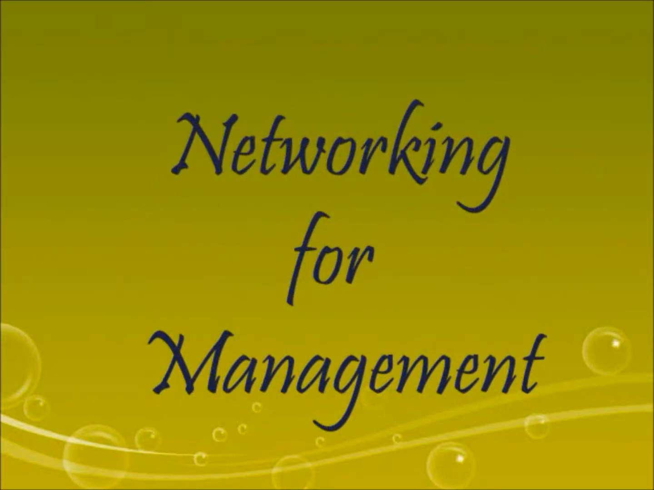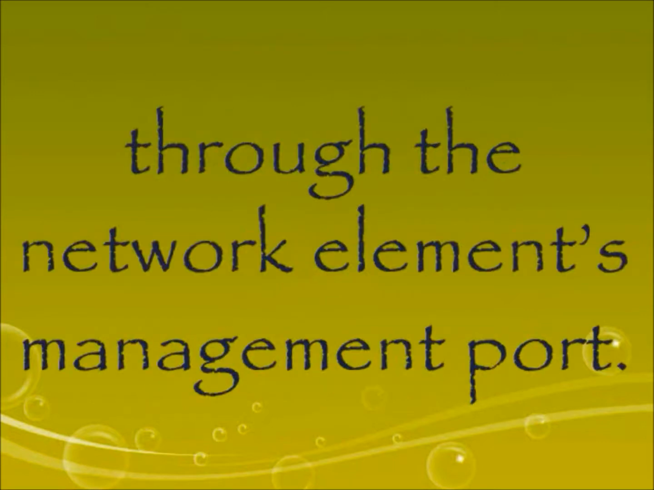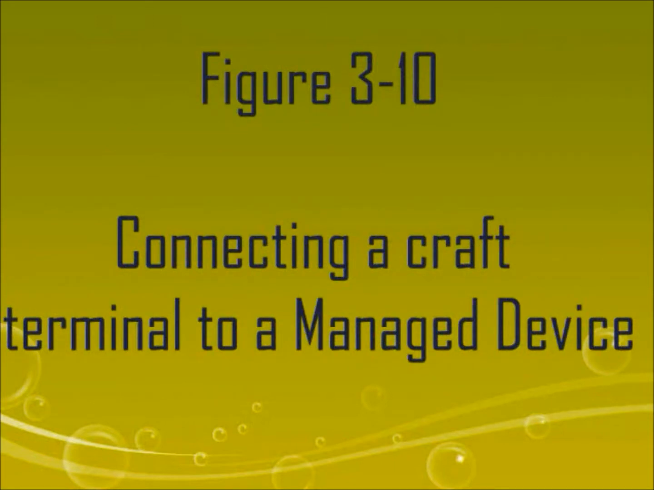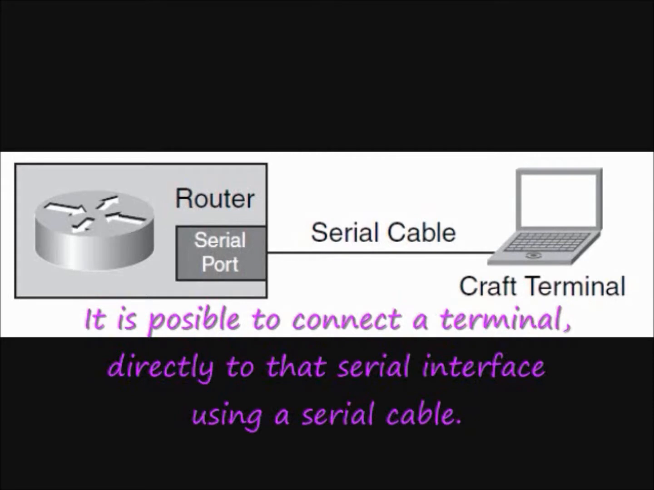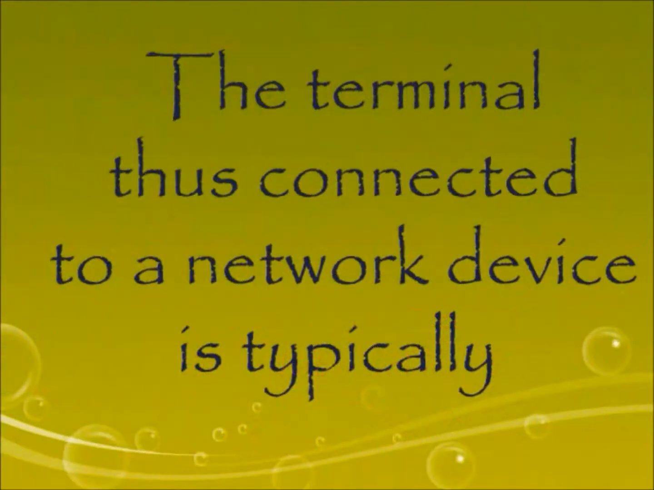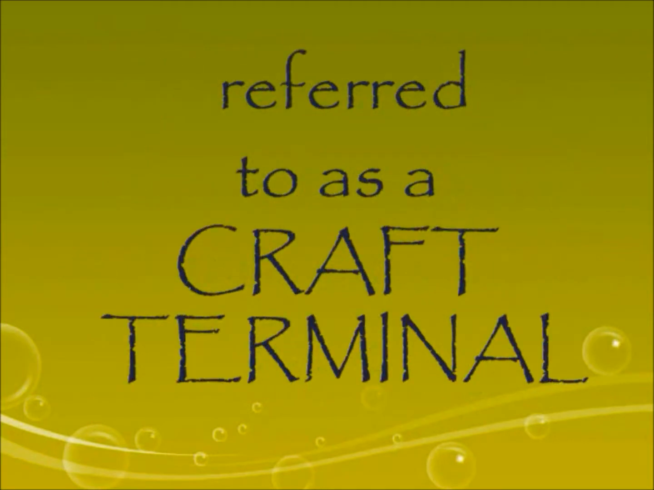Networking for management. One way in which network elements can be connected to a management system is through the network element's management port. For most routers, this is a serial interface. As illustrated in Figure 3-10, for connecting a craft terminal to a managed device, it is possible to connect a terminal, such as a notebook computer, directly to the serial interface using a serial cable. The terminal thus connected to a network device is typically referred to as a craft terminal, in reference to the craft technician who typically uses it. The craft terminal then functions as a console through which a user or a craft technician can interact with the device. For example, the craft technician can enter CLI commands to configure and troubleshoot the network device.